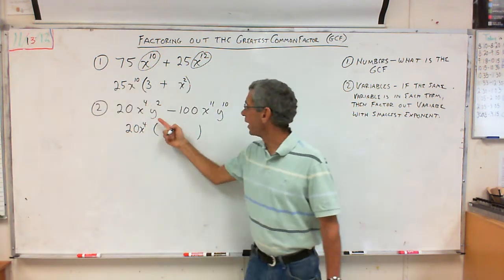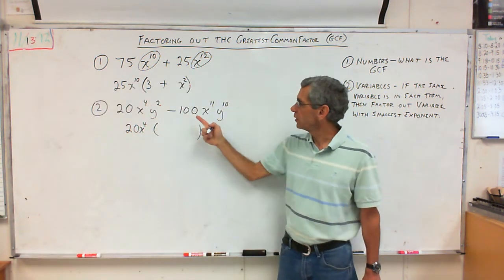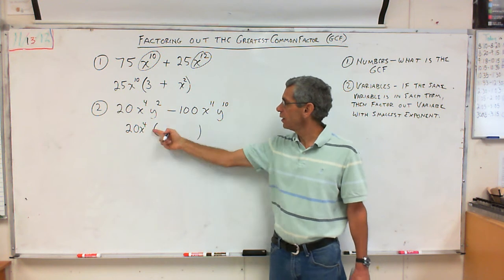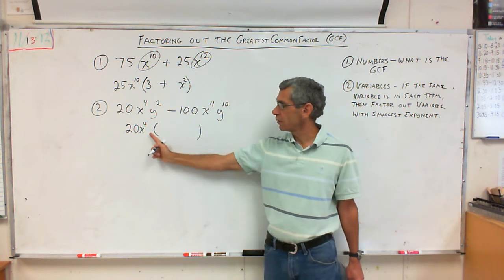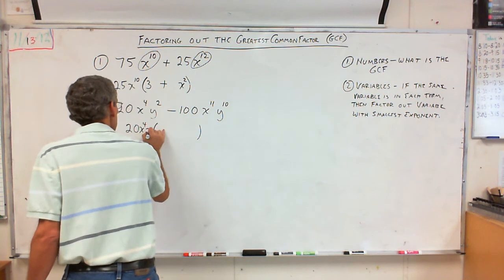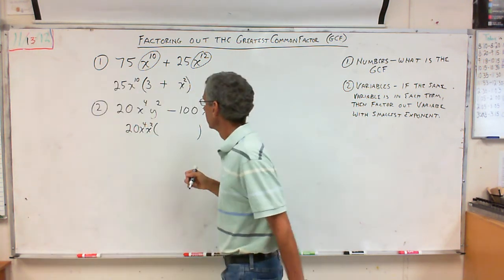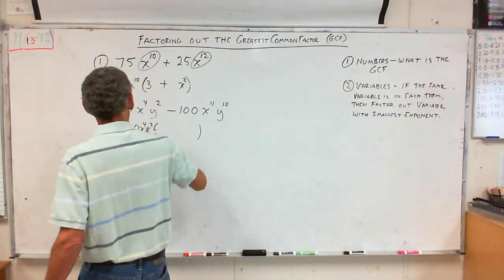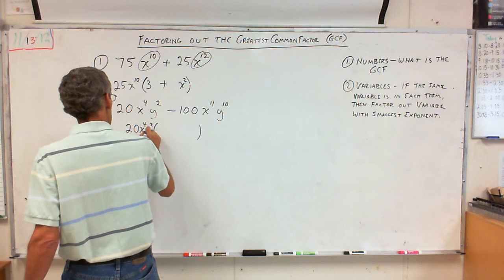Now, do they both have y's? Yeah, so that means I'm either going to write y squared here or y to the 10th. Which one am I going to write? Y squared, right? The one with the smallest exponent. Oh, sorry. Thank you. Y squared.